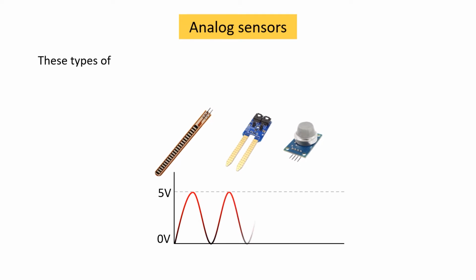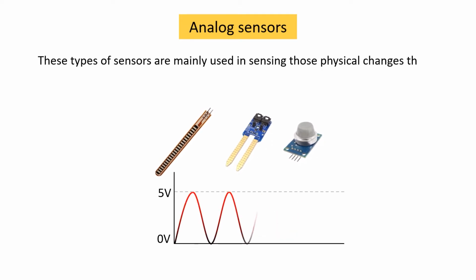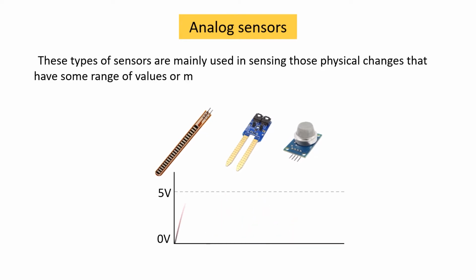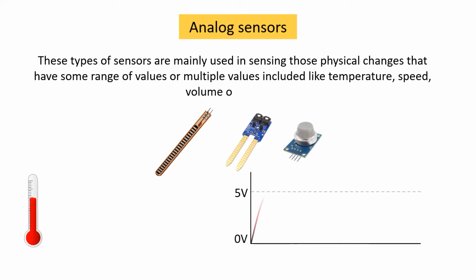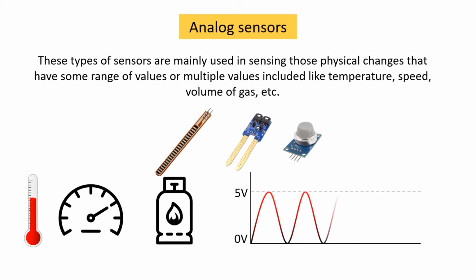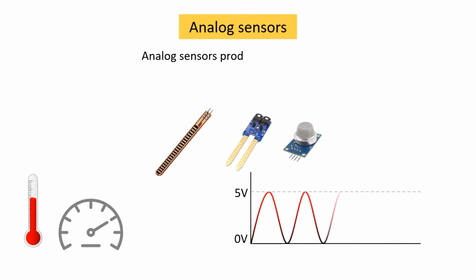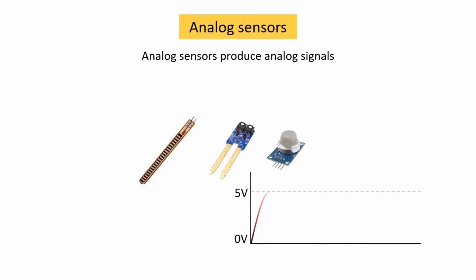These type of sensors are mainly used in sensing those physical changes that have some range of values or multiple values included, like temperature, speed, volume of gas, etc. Analog sensors produce analog signals. So let's see what an analog signal is.